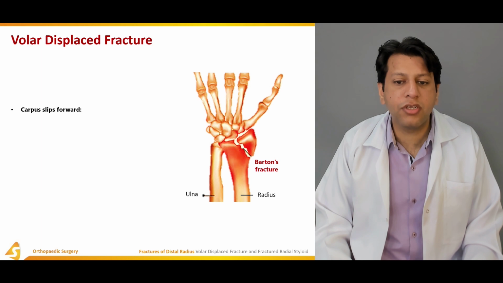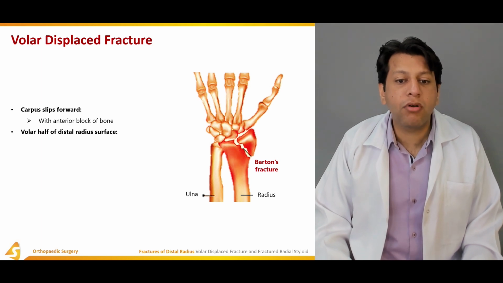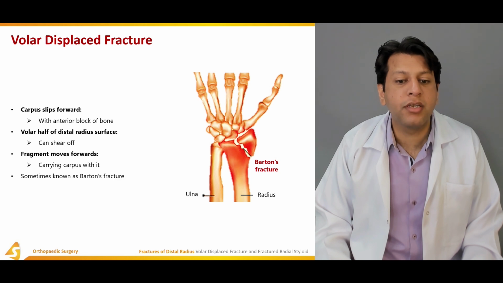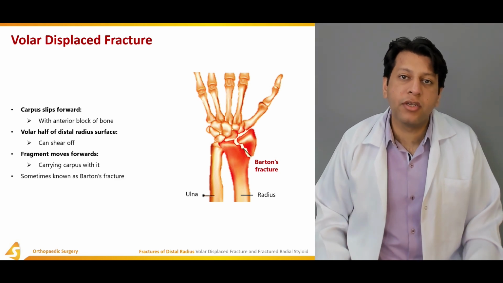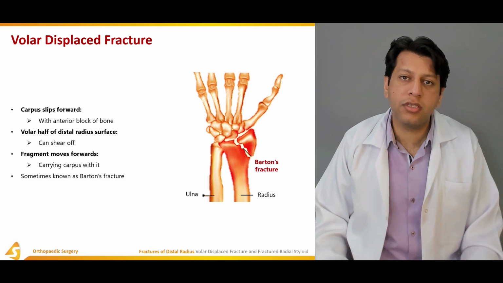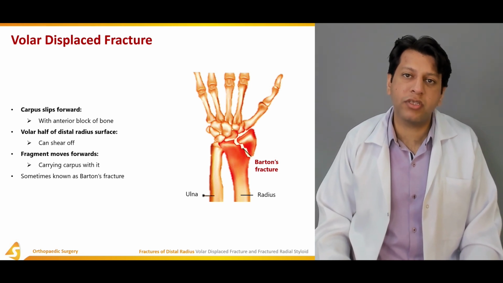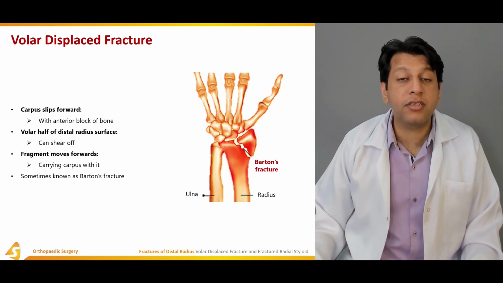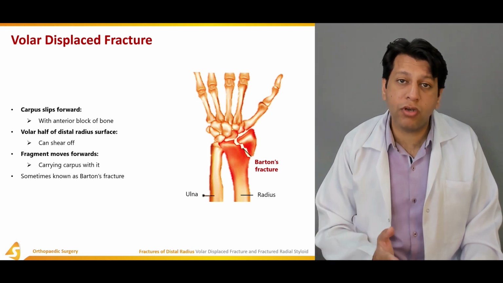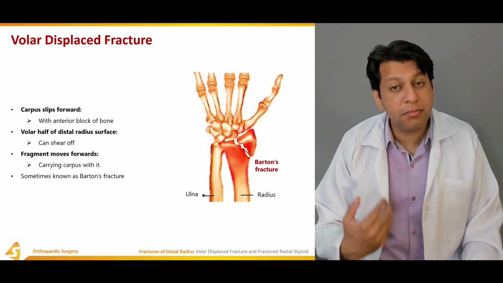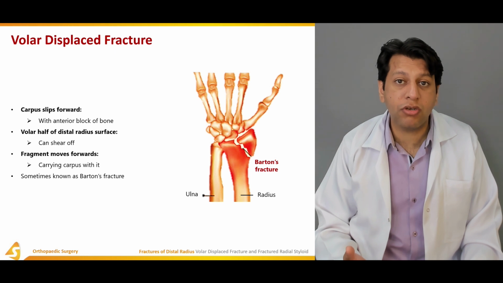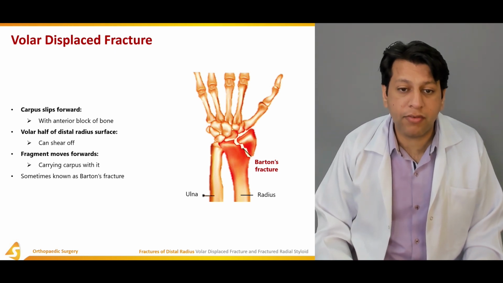Now the carpals are actually slipped forward with the anterior block of the bone, and the volar half of the distal radius fracture can shear off and the fragment moves forward, carrying the carpus with it, sometimes called a Barton fracture. So it's important that usually the Smith fracture is extra-articular, but sometimes when this shears off, this can lead to intra-articular extension, leading to a Barton fracture. And when this fracture is going volarward, we call it a volar Barton. Sometimes even the Colles can have an intra-articular extension, but when that fragment is sheared off dorsally, this becomes the dorsal Barton fracture.